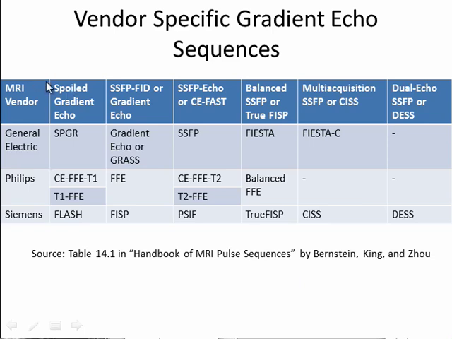Now I wanted to just show a table of the different acronyms, just to give you a feel for how many different acronyms can be made just for gradient echo sequences, not only in themselves but also between the vendors. Some people call it a zoo of pulse sequences. If you want to learn more about these other types of sequences that we won't discuss too much, such as true FISP, this book, The Handbook of MRI Pulse Sequences, is a very good reference.